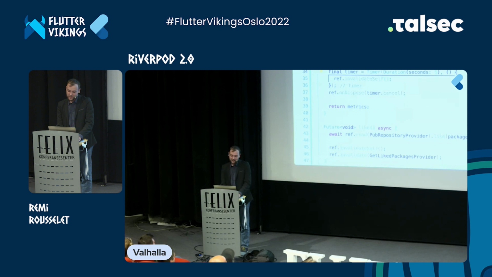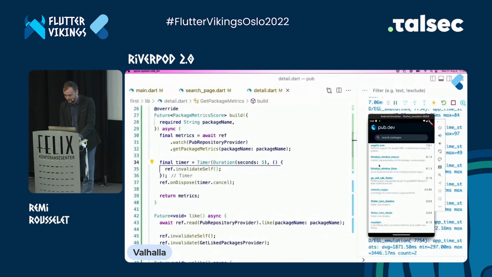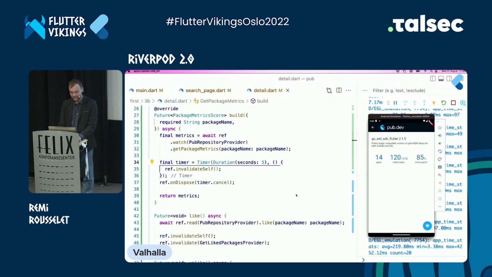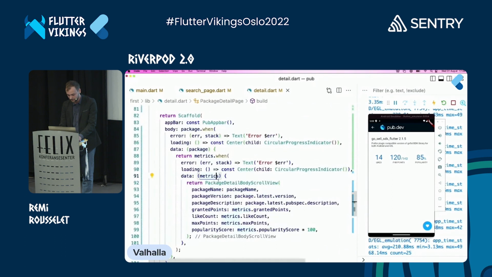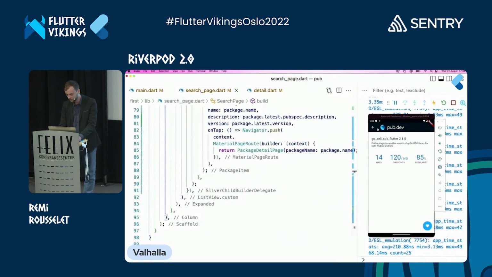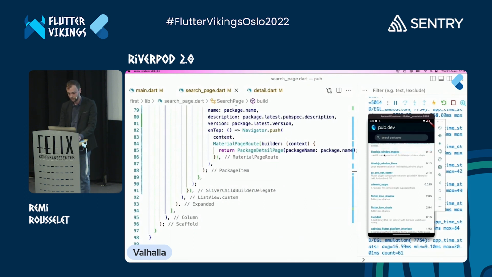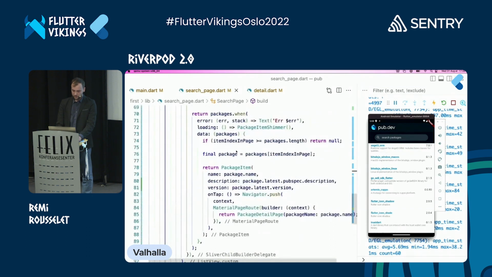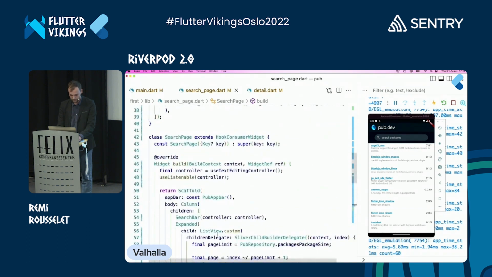And last but not least, while we are at it, what if instead we did some pull to refresh? Because why not? Pull to refresh is actually fairly simple. Let's go to the search page. We want to refresh the list of packages when we do a pull to refresh. In Flutter, there is a widget called RefreshIndicator. So I'm just going to use it here.